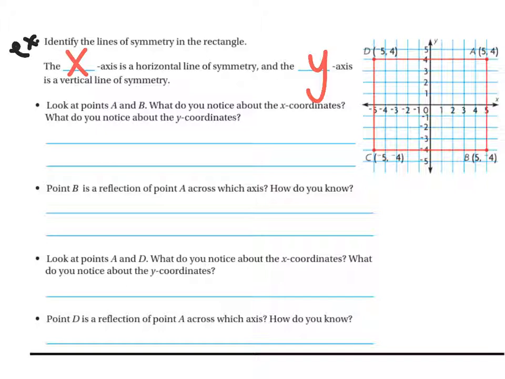Look at the points A and B. This is where I am. Sorry, I'll get the laser. Look at the points A and B. What do you notice about the x-coordinates? What do you notice about the y-coordinates? So looking at A, I've got positive 5, positive 4. Looking at B, I've got positive 5, negative 4. Interesting. I noticed, so I'm going to write this. See how small I can write. I notice x-coordinates are the same.